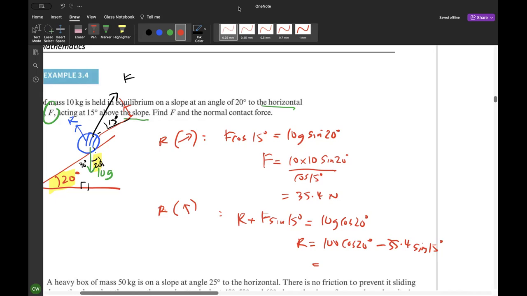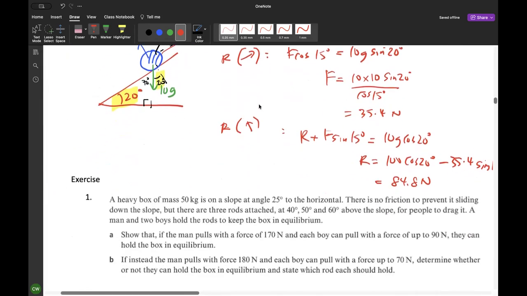100 times cos 20. Here you have to use degree mode. Are you using degree mode or not? Or should you check again? Degree. 84.8, correct. Newton. Okay, so this is done.